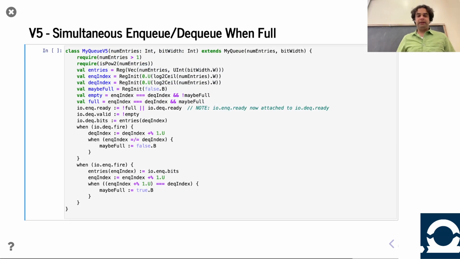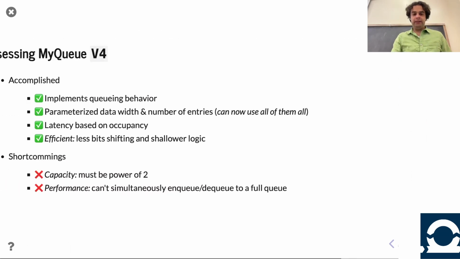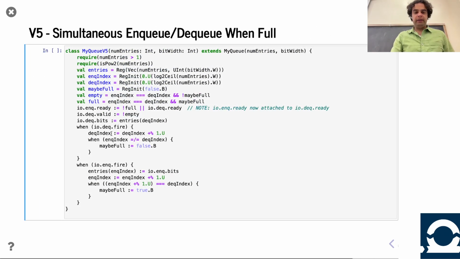So let's do the simultaneous NQ and DQ when full. What does that require? It requires us making this change right here. If you remember, before, we were ready to NQ if we were not full, and if we were full, it would not let us NQ. Now we're saying we are ready to NQ if we're not full, or, if we are full, then this OR comes into play: if the DQ is ready. So it's actually not too crazy.